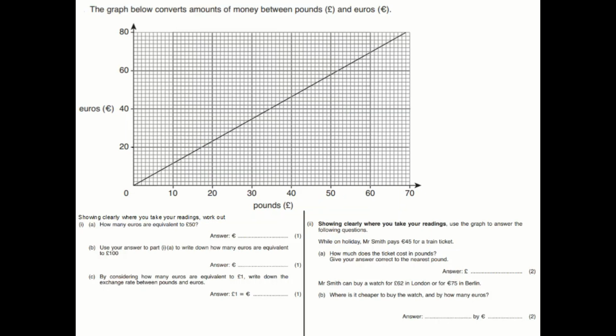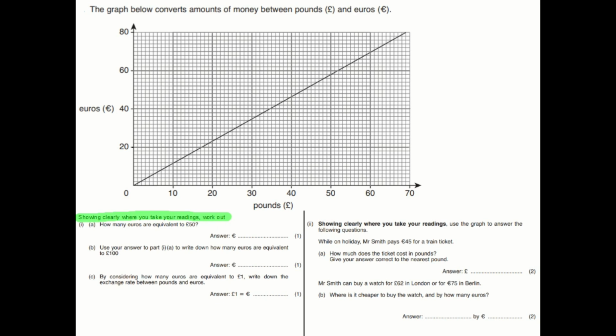So let's have a look at an example. It says the graph below converts amounts of money between pounds and euros. It says showing clearly where you take your readings, work out how many euros are equivalent to £50.